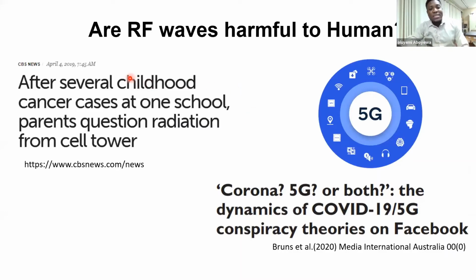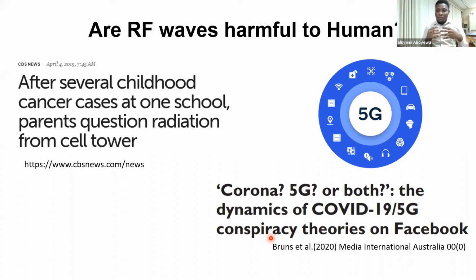For instance, in 2019 in California, this is a news article from CBS News, where there were a lot of cancer cases among students in a particular school, and the parents filed a lawsuit against the telecommunication company because they believed it was due to the presence of a cell tower close to the school. Something to think about. In other recent events, there are a lot of conspiracy theories on Facebook, for instance, linking the latest 5G technology with the COVID-19 pandemic.